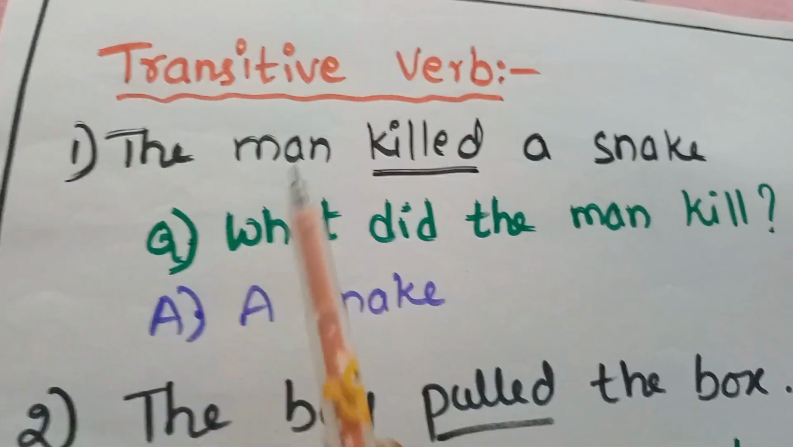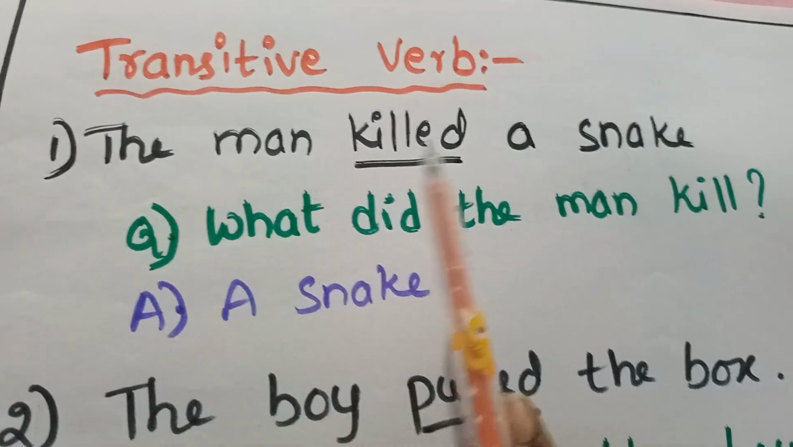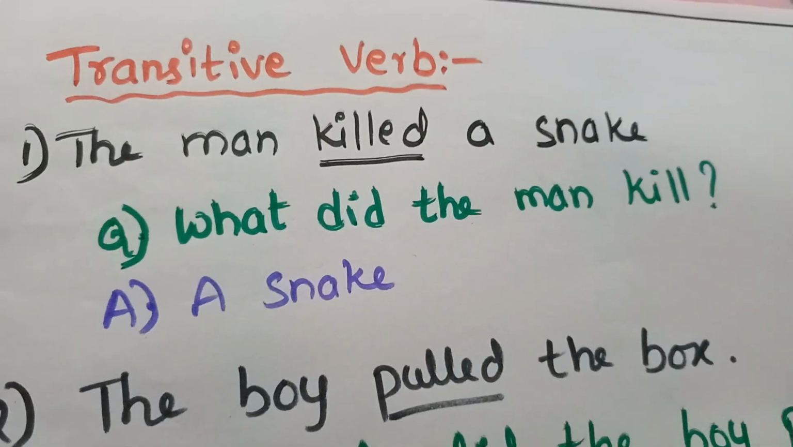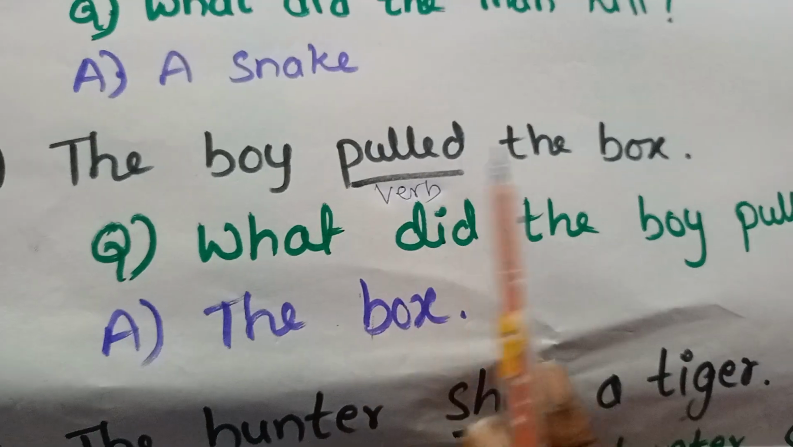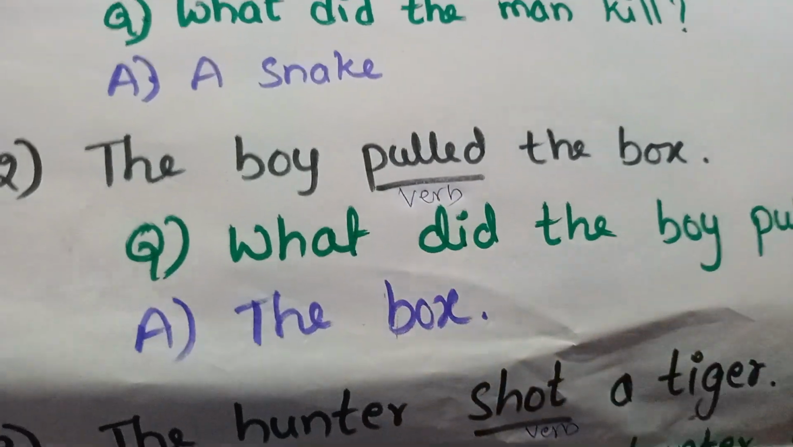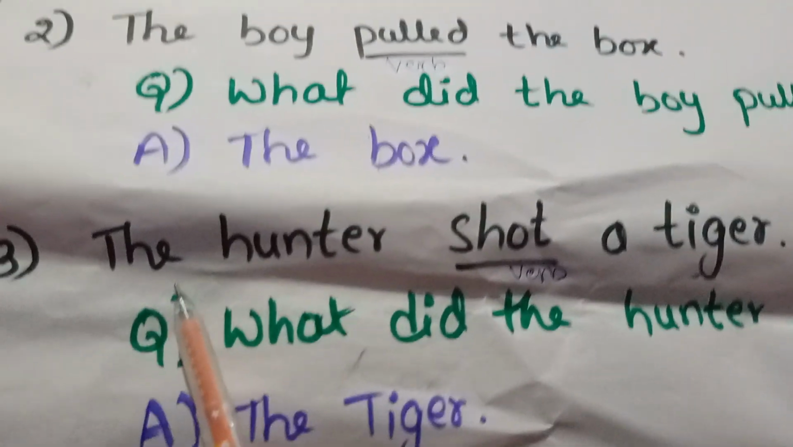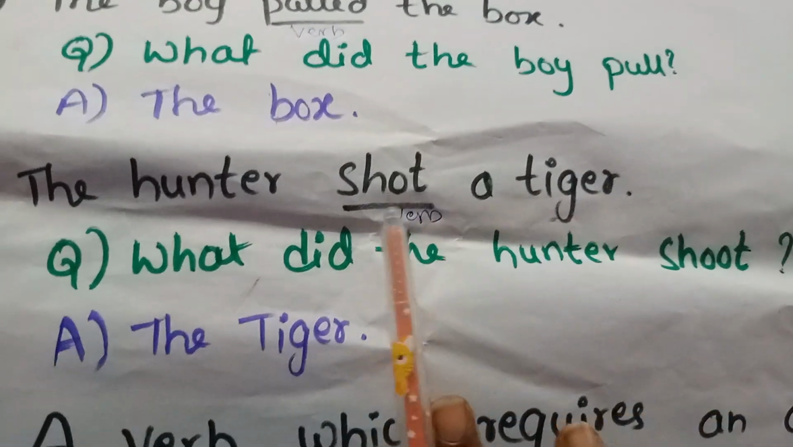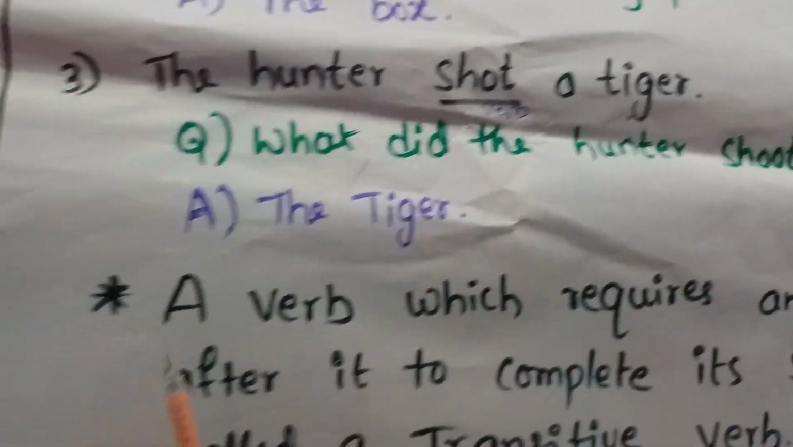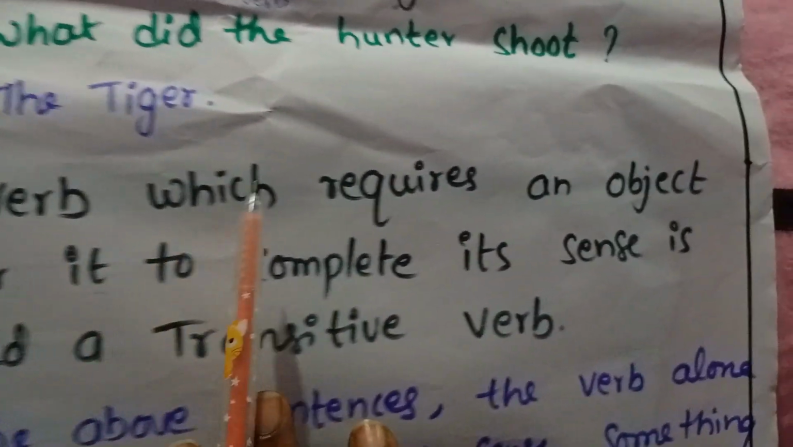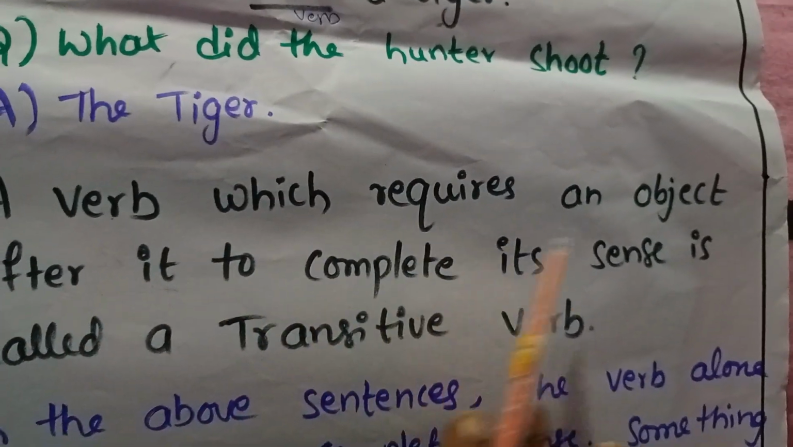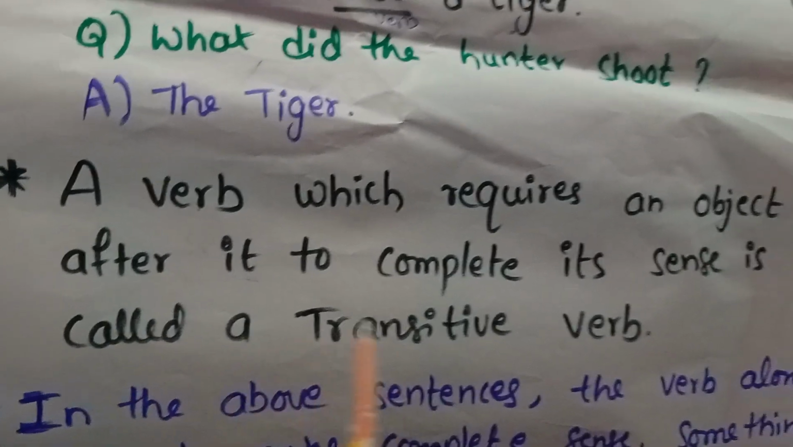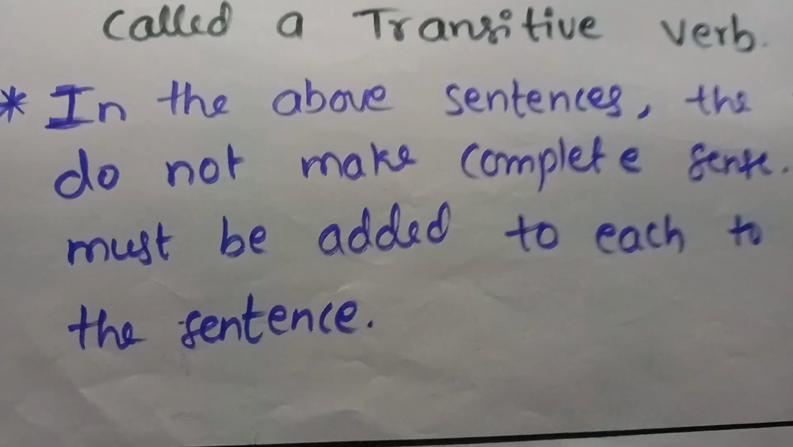Transitive verb. The man killed a snake. Example sentences: the boy pulled the box. Here pulled is verb. The hunter shot a tiger. Shot is verb. A verb which requires an object after it to complete its sense is called a transitive verb.